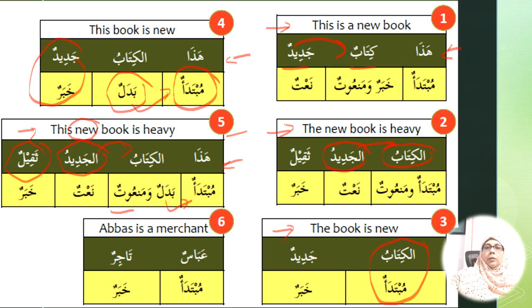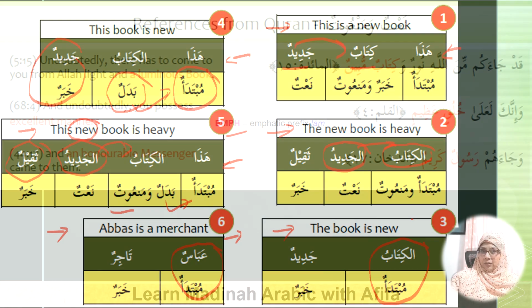Okay, and then we look at this sentence number 6. Abbasun tajiran. It means Abbas is a merchant. So this is pretty straightforward, where Abbas is the mubtada and the khabar is tajiran.